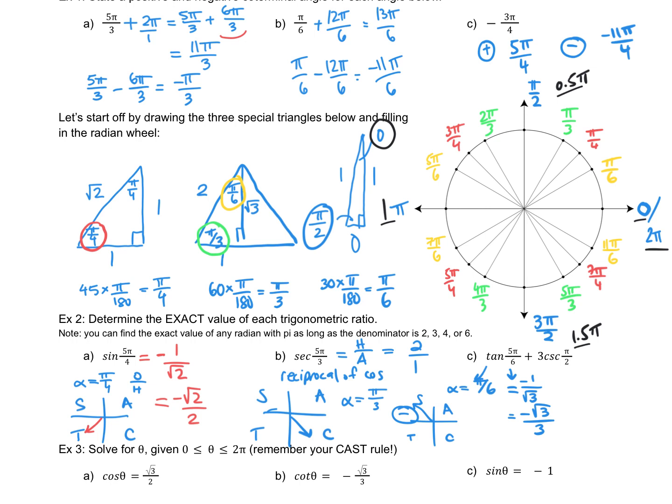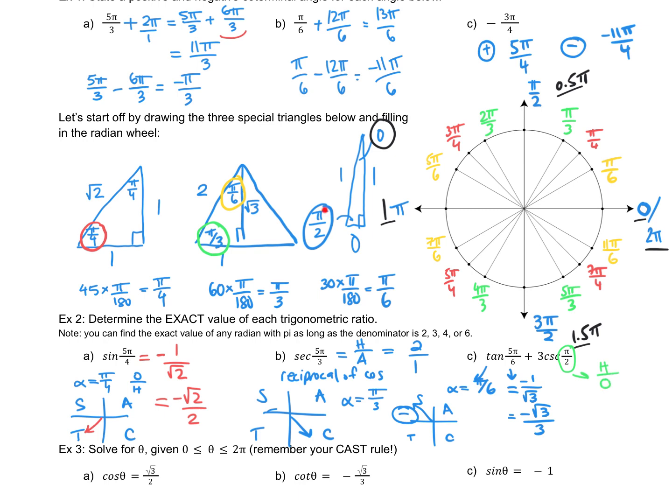Now, ignore the 3 for now. It is not related to your ratio. It's just an operation for later on. Pi over 2 is already one of our reference angles. It's in that fake triangle right here. So all I really have to think about here is that cosecant is the reciprocal of sine. Sine is opposite over hypotenuse. So cosecant is going to be hypotenuse over opposite.